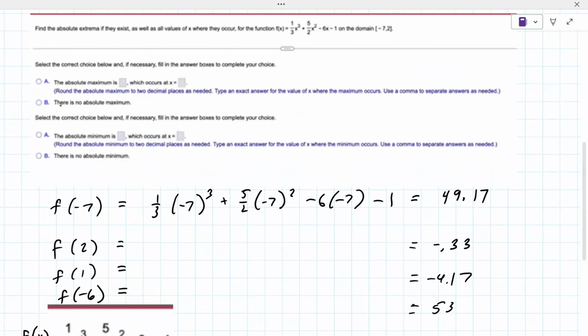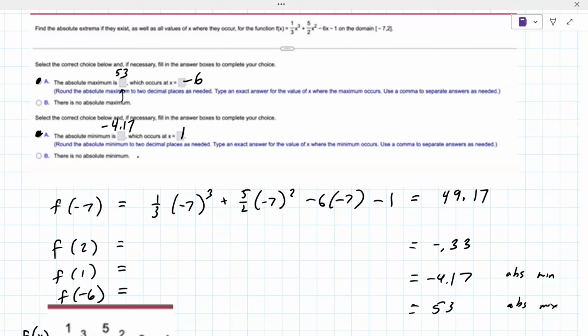So there is an absolute maximum. And it asks two questions. The first one is like, what is the max, which is 53. This is the absolute max here. And then the second question asks, where is it? That's the x value. Then the second part says, well, what's the absolute min? Well, the absolute min is right here. It's minus 4.17, and that occurs at x equals 1. Okay. So it's two questions. It's like, what is it and where is it? The where is the x value, the what is the y value.